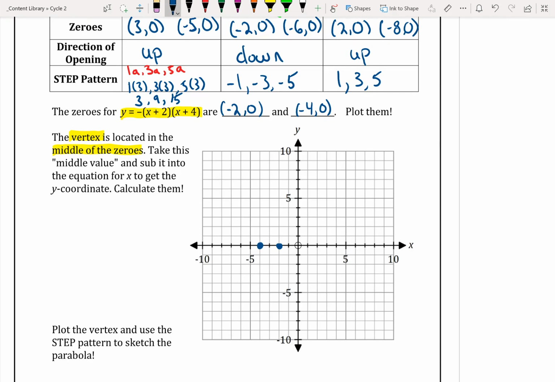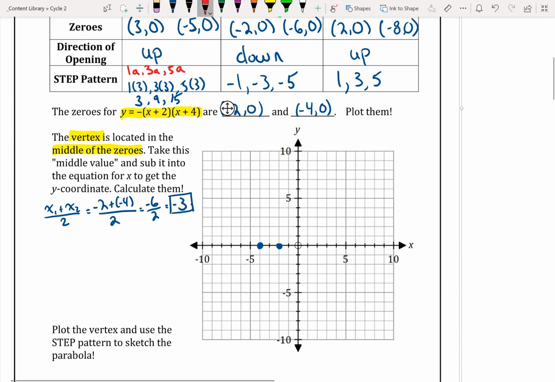Now, in some cases, you may just be able to look at them and identify what that is. But if you can't, what you can do is take those two numbers, so you can say your x1 plus your x2 and divide that by 2. So basically you're finding the average of your two numbers. So negative 2 plus negative 4 divided by 2 equals negative 6 divided by 2 equals negative 3. So that right there, that negative 3, is the middle value of your vertex, or the x value of the vertex.